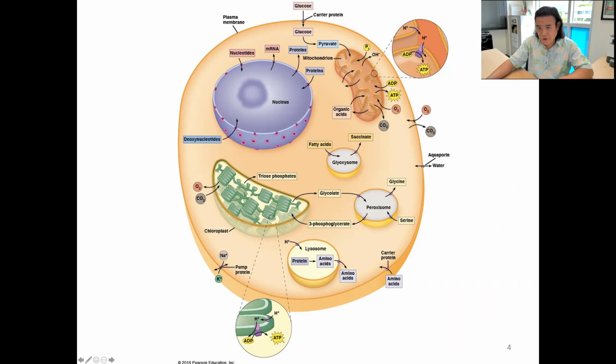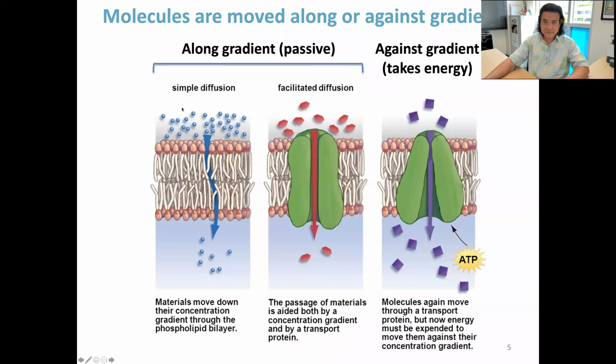Notice how there's no proteins in the cell membrane drawn here because gases like oxygen and carbon dioxide are free to just diffuse, just based upon concentration gradients. All right, let's take a look at this.